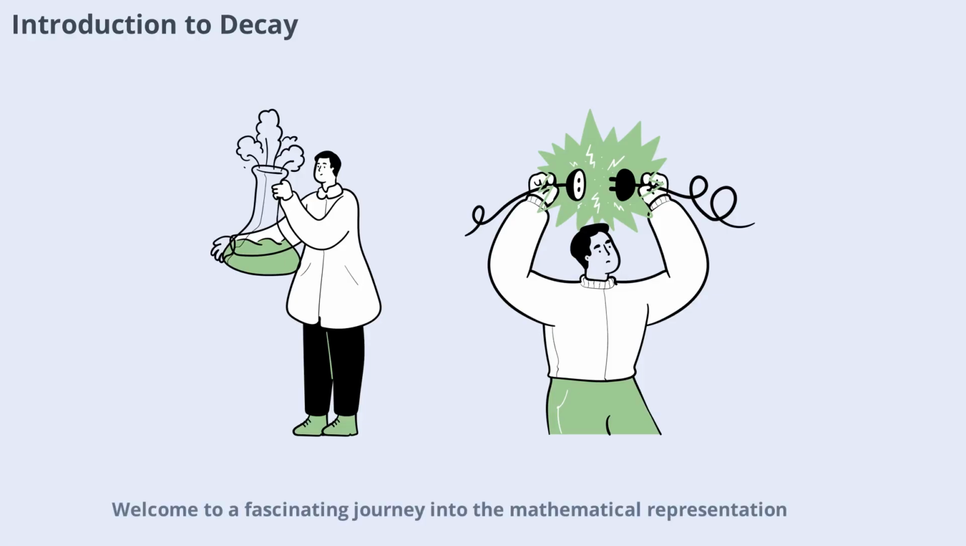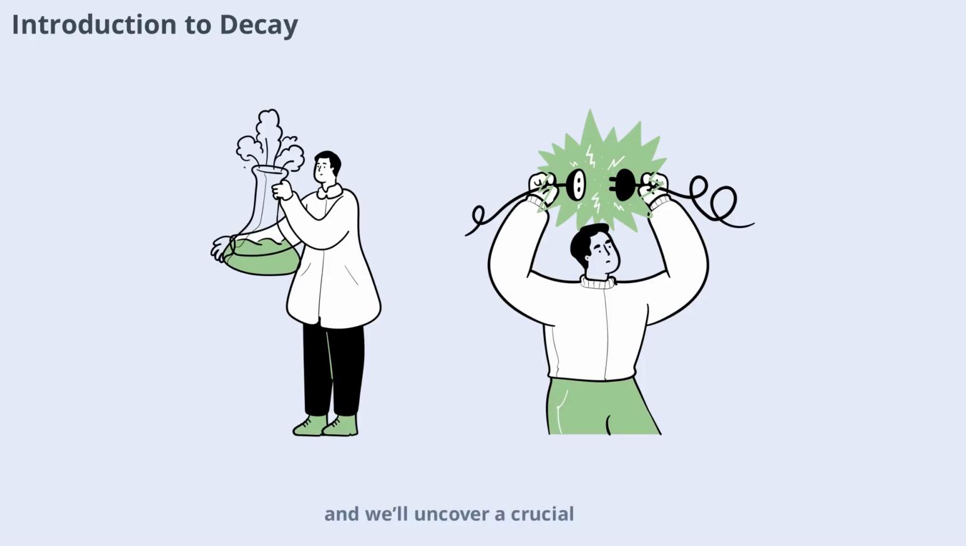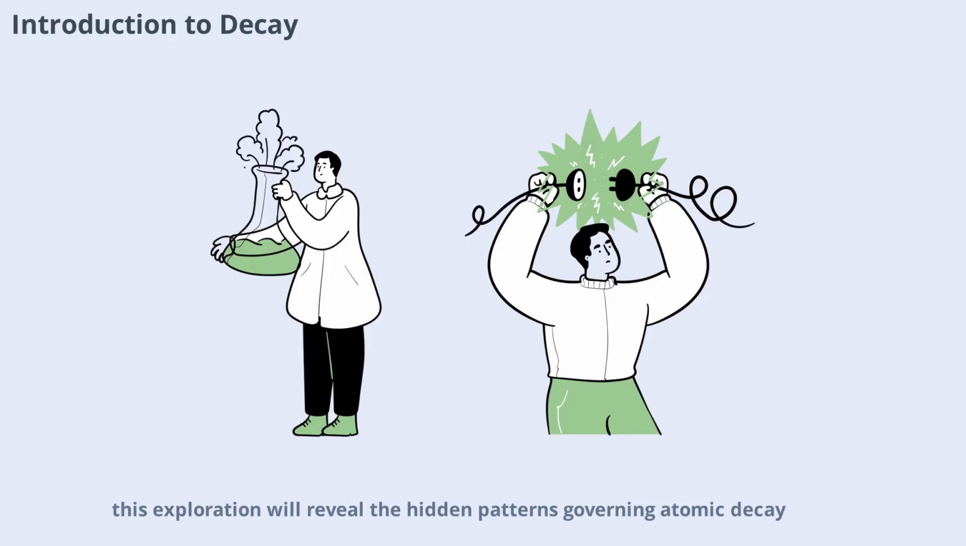Welcome to a fascinating journey into the mathematical representation of radioactive decay and the possible existing time of radiation. In this video, we'll explore how nuclear physicists use elegant equations to describe the spontaneous disintegration of radioactive substances, and we'll uncover a crucial, often overlooked concept that deepens our understanding of how radiation behaves over time. Whether you're a student, a science enthusiast, or just curious about the invisible forces shaping our universe, this exploration will reveal the hidden patterns governing atomic decay.